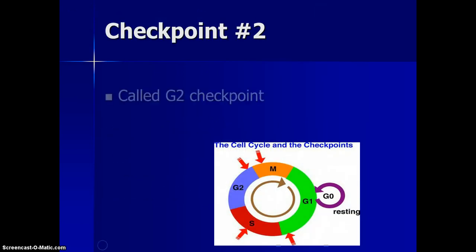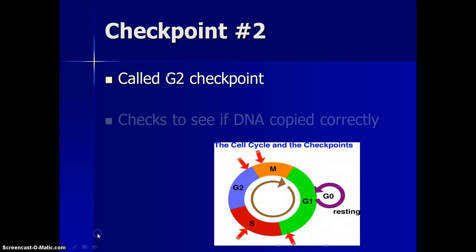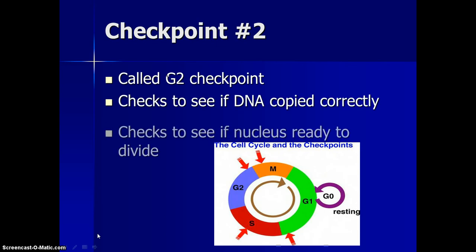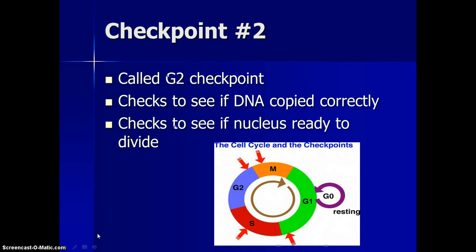The G2 checkpoint makes sure the DNA that was just replicated in S phase, or synthesis, is correct and also free of damage. If it is wrong, it will correct it. It also begins to prepare for the nucleus to divide for mitosis.